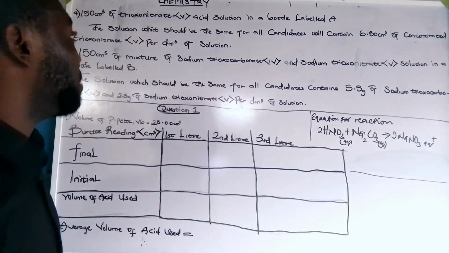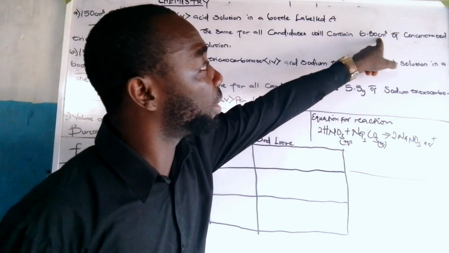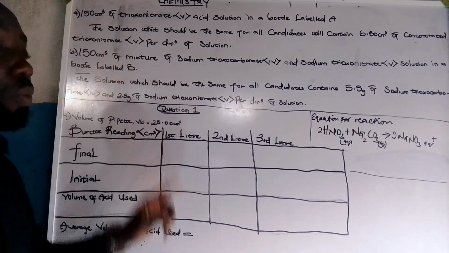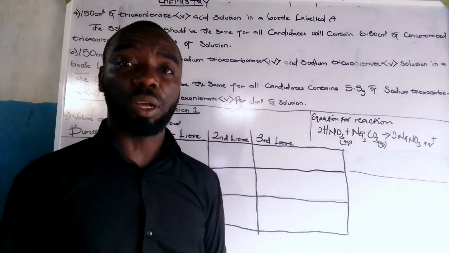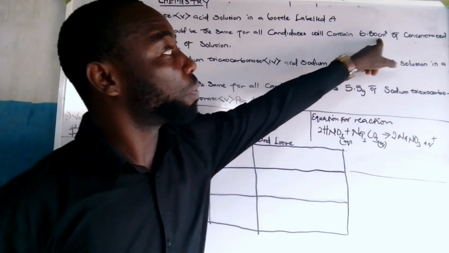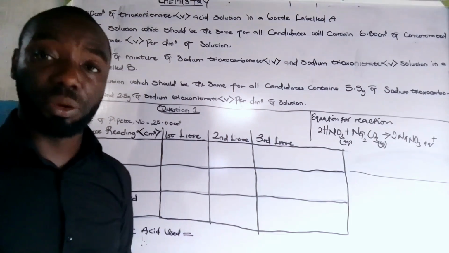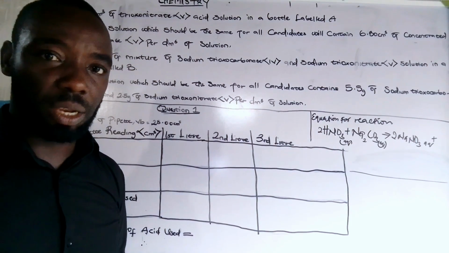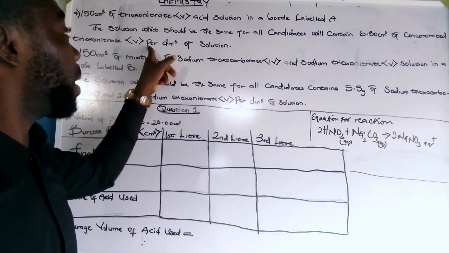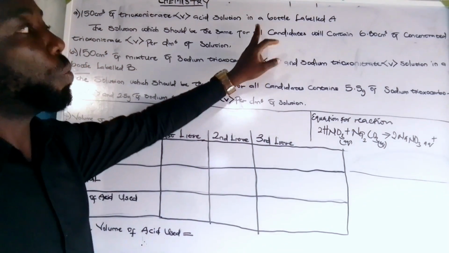So what this simply means is that we are going to dissolve 6.3 cm cube of concentrated trioxonitrate(V) acid in 1 dm cube, which is 1000 ml. You're going to use distilled water and dissolve this 6.3 cm cube in 1000 ml of water, or in 1 dm cube. Have it in mind that 1 dm cube is equal to 1000 ml. So that is what we are asked to do here.